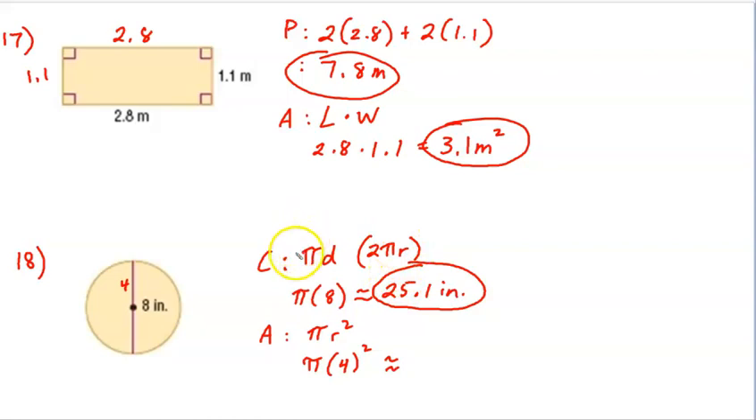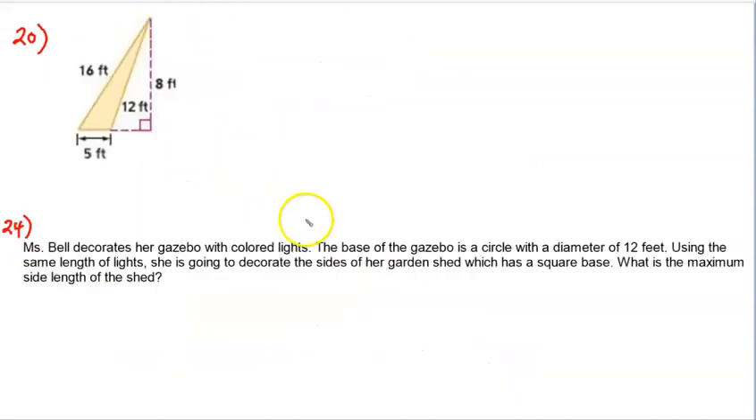And that's 50.3 rounded to the nearest tenth. And once again, just a reminder, that's in square inches. All right, and then I've got one more for you. We did a rectangle, we did a circle, now let's do a triangle.